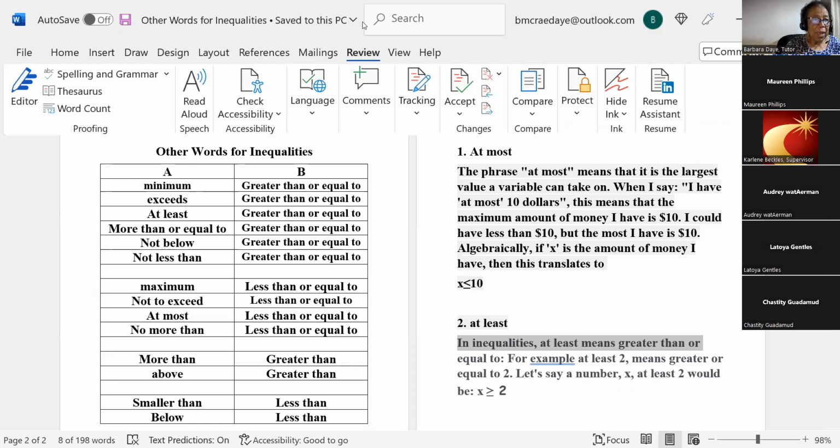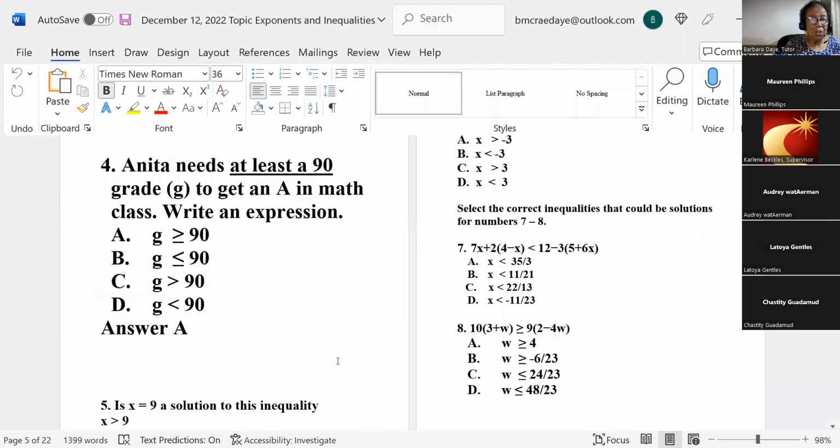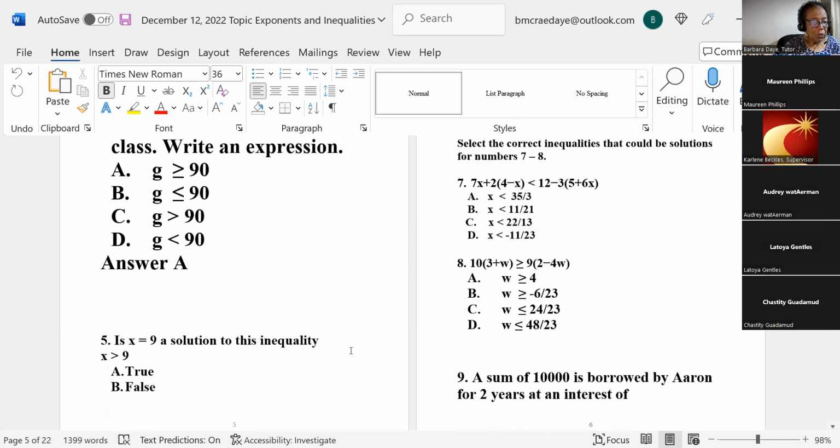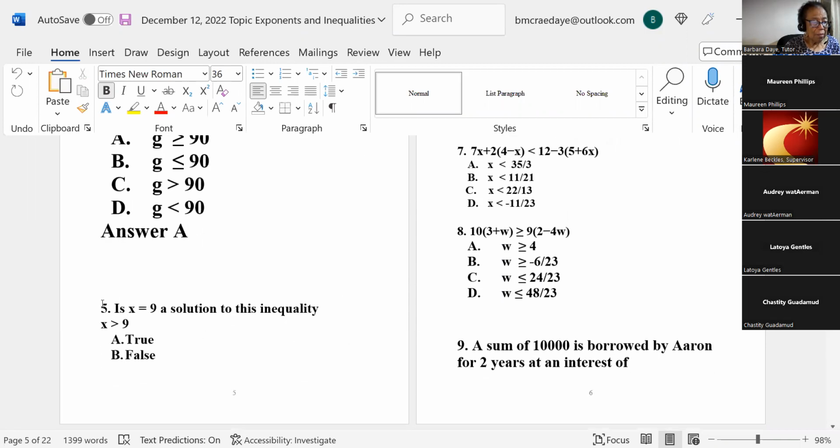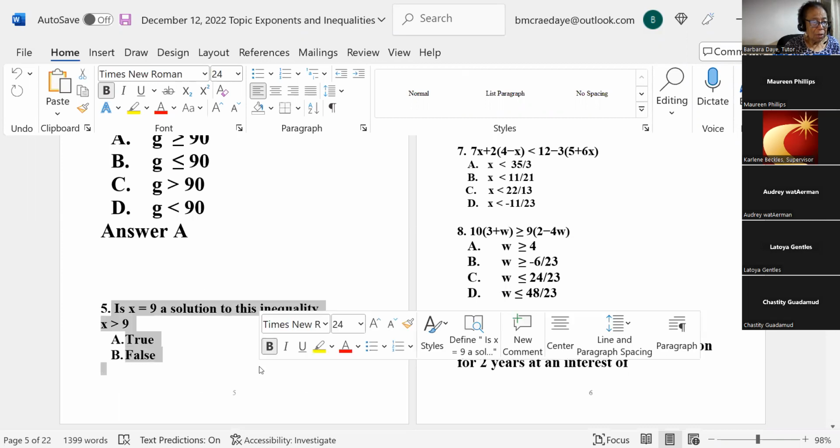All right, let's go back to the shared screen. Any questions on number 4? No questions? Okay. All right, let's go to number 5 and I'll make it bigger.